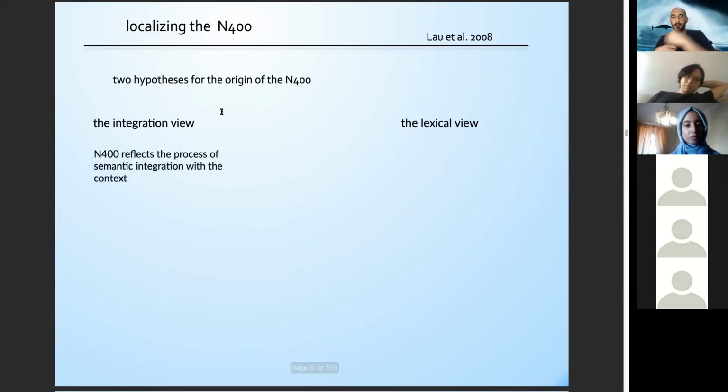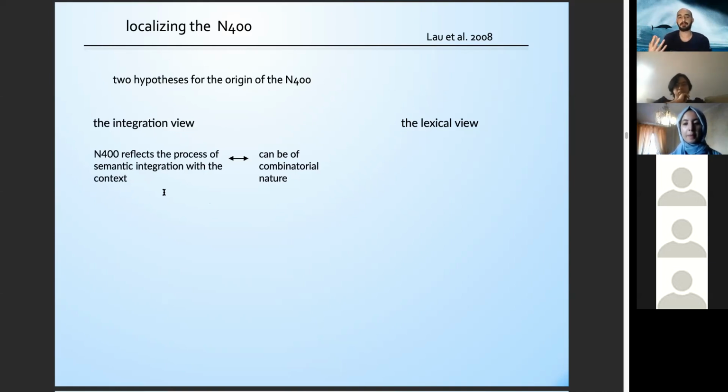And yeah, so she compares two views for the N400. The integration view, which says that the N400 reflects the process of semantic integration with the context. What does it mean? It means that you have something to interpret, and then you have a context, and it is difficult to interpret certain things based on the assumption that you make at the level of interpretation due to the context. Classic example, spreading warm butter with socks.